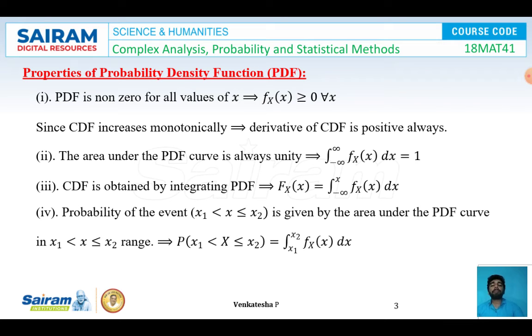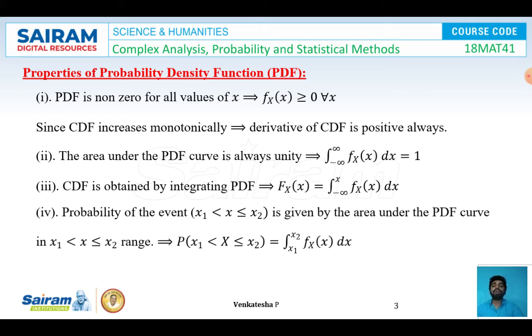Properties of probability density function. The first property is that the PDF is non-negative for all values of x. That is, f_X(x) is greater than or equal to 0 for all values of x. This is because the CDF increases monotonically. It implies the derivative of the CDF is always positive.